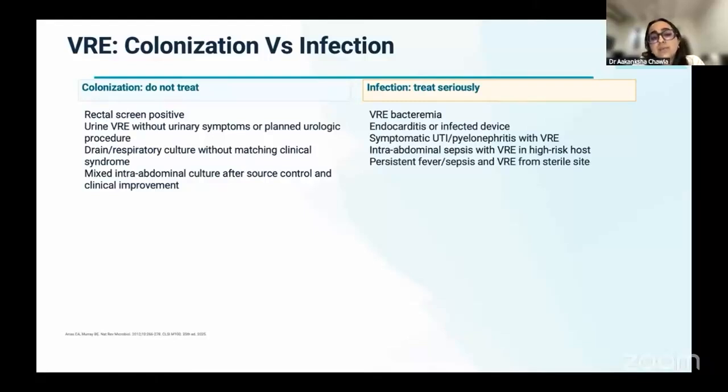So, when is it actually a true infection? When there is bacteremia, when there is an endocarditis or an infective device, symptomatic UTI, pyelonephritis with VRE, intra-abdominal sepsis with higher risk of VRE, and persistent fever or sepsis, and you're actually getting VRE from sterile sites. So this is where you have to treat the VRE infection seriously.